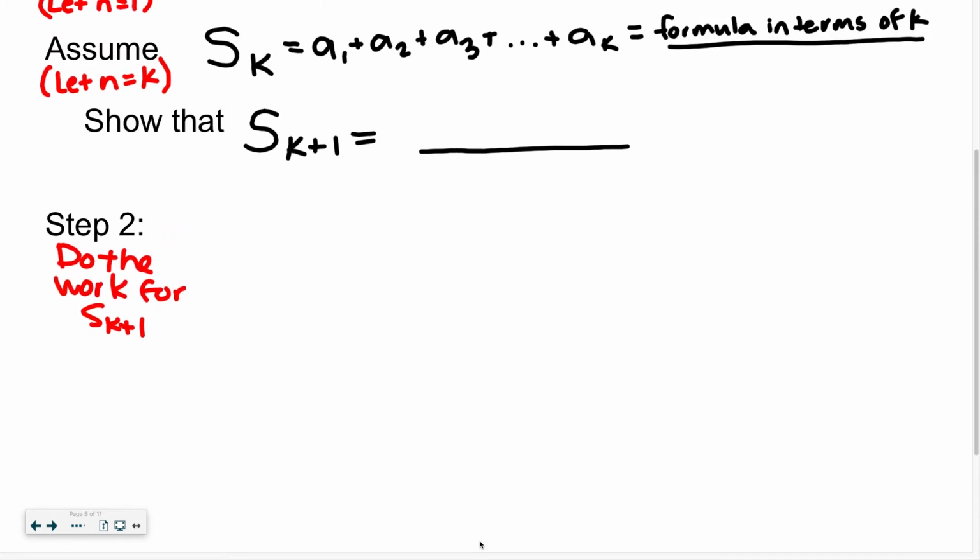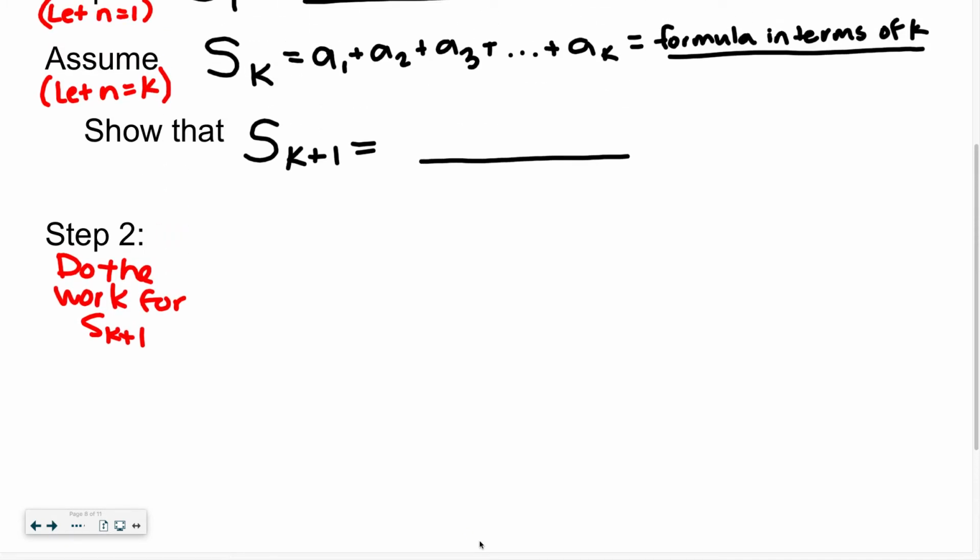So that means I've done my assumption. I know what I'm trying to prove for S sub k plus 1. I actually have to do the work for S sub k plus 1, which is asking for a sum of k plus 1 terms. So I would start at the first term, and I would add the second and the third, and even the k term. It's kind of like I'm copying my assume. I'd add up all those terms.